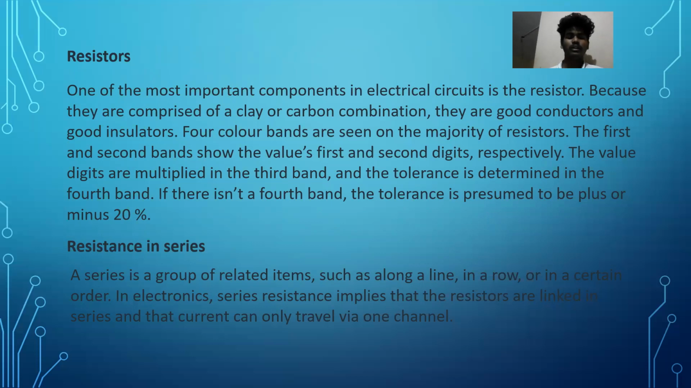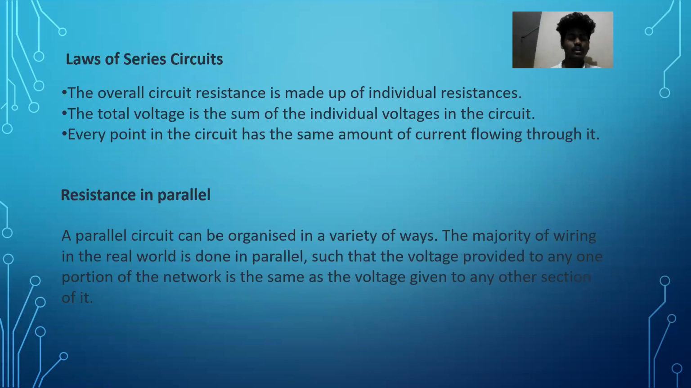Resistance in series. A series is a group of related items along a line, in a row or in a certain order. In electronics, series resistance implies that the resistors are linked in series, and that current can only travel via one channel. And the next is laws of series circuits. In this, we have 3 points. The first point, the overall circuit resistance is made up of the individual resistances, and the second is the total voltage is the sum of the individual voltages in the circuit. The third is every point in the circuit has the same amount of current flowing through it.